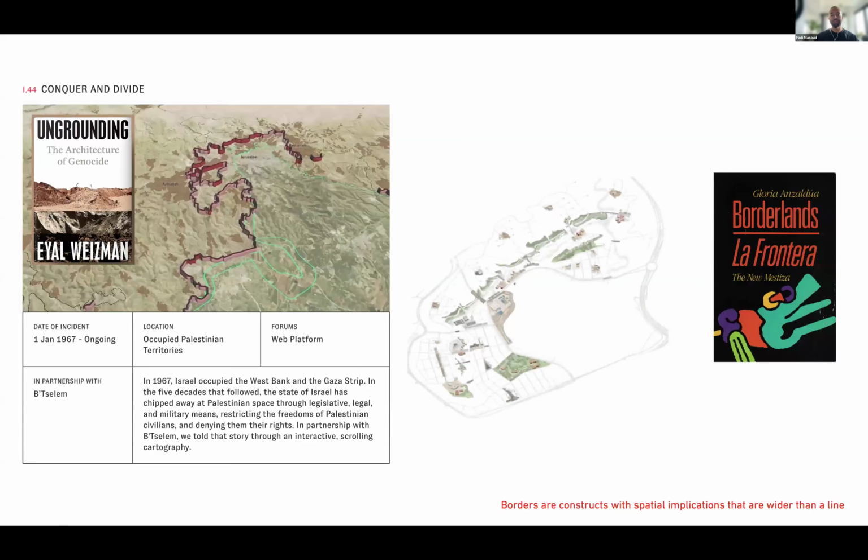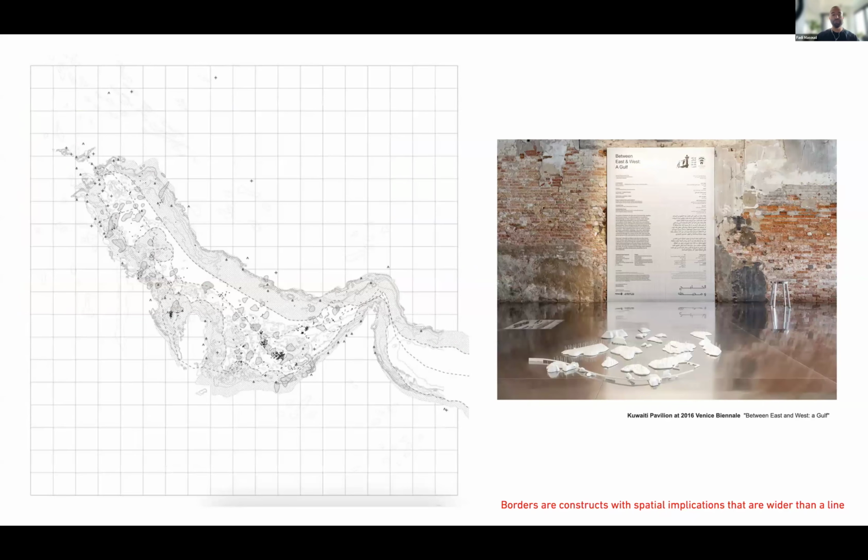The fifth is that borders are constructs with spatial implications that are wider than a line. They are manifestations of power. They operate through views, routes, labor, trade, security, environmental systems, and disrupted cultural connections and relationships. The sixth is that tourism is extractive, but could also be regenerative.